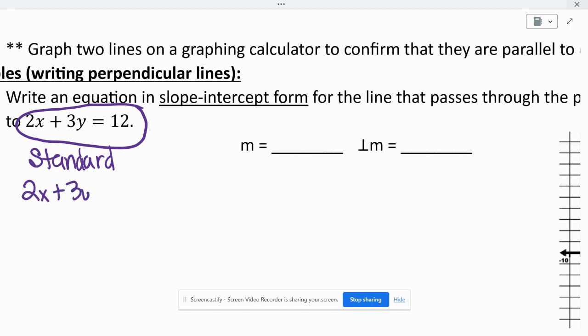2x plus 3y equals 12. Leslie, what would you like me to do first? Minus 2x from both sides.